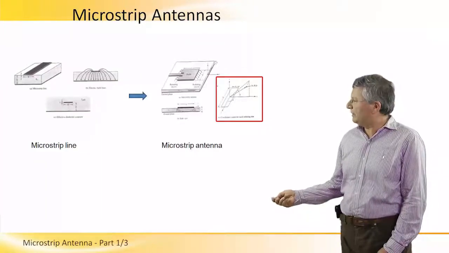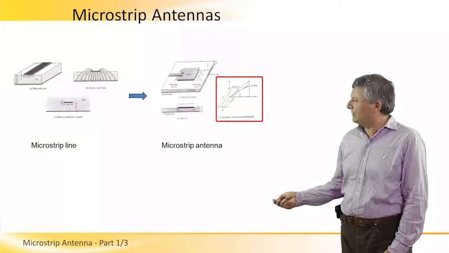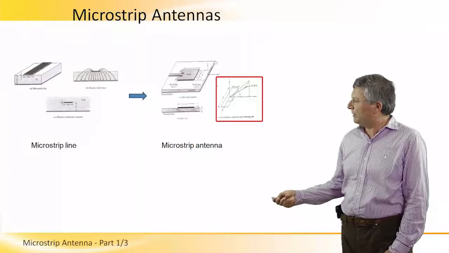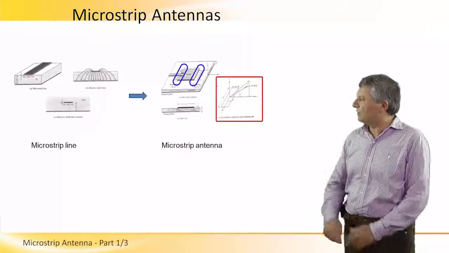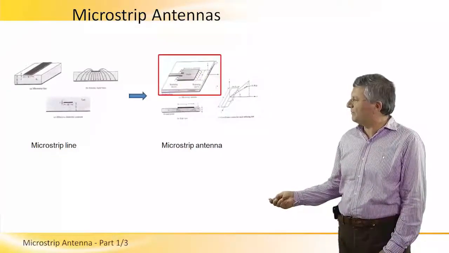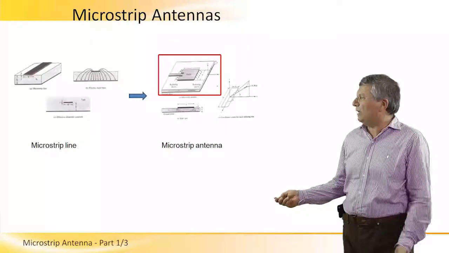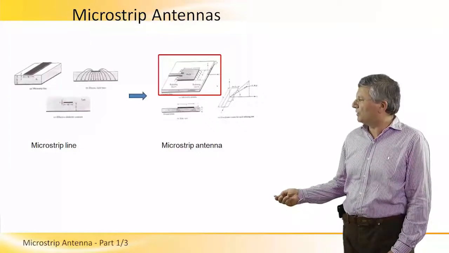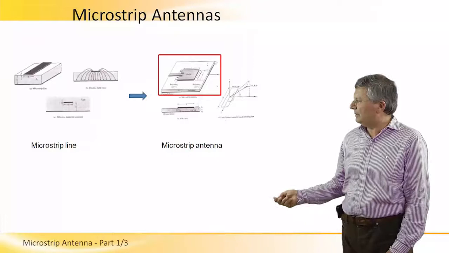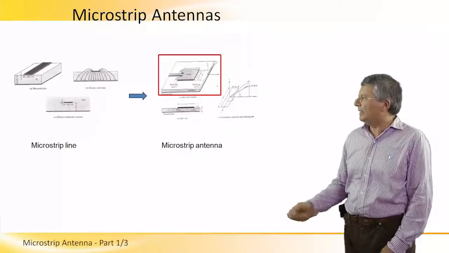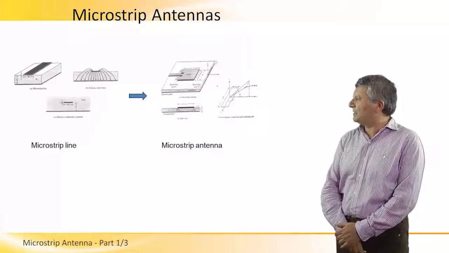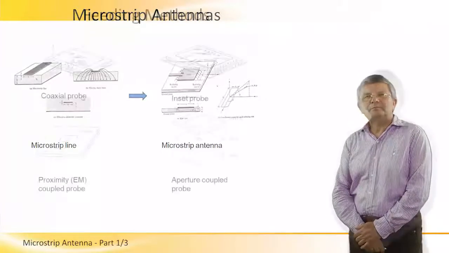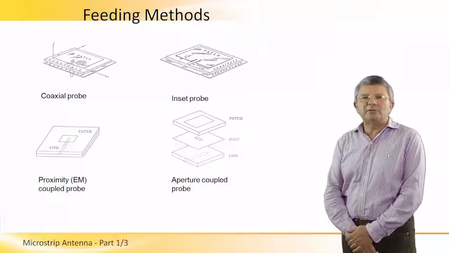Here we can see the equivalent radiating slot, which models the radiation from the two edges of the microstrip. The microstrip is fed at some location inside the microstrip antenna, and this is the way that we also control the input impedance, as we'll see later. Few words about feeding methods.